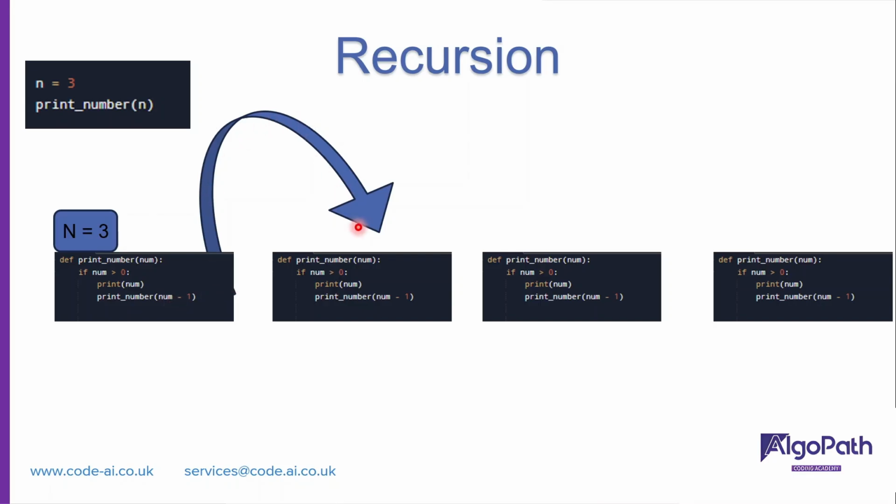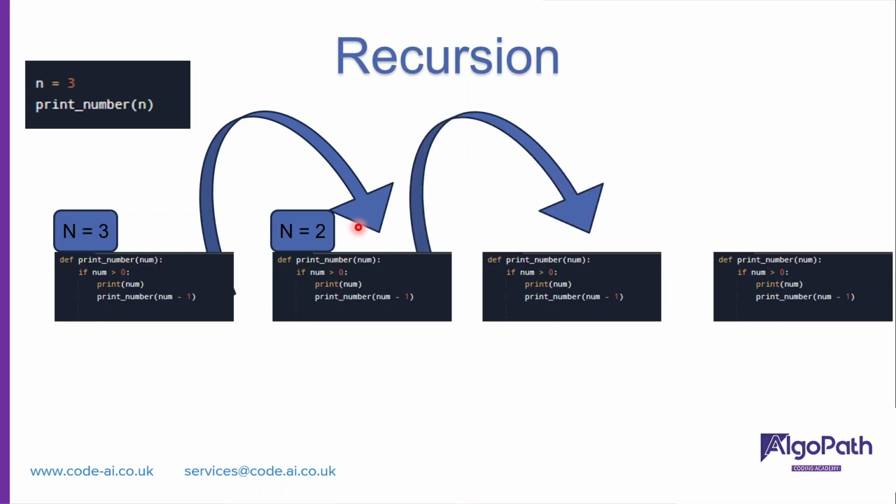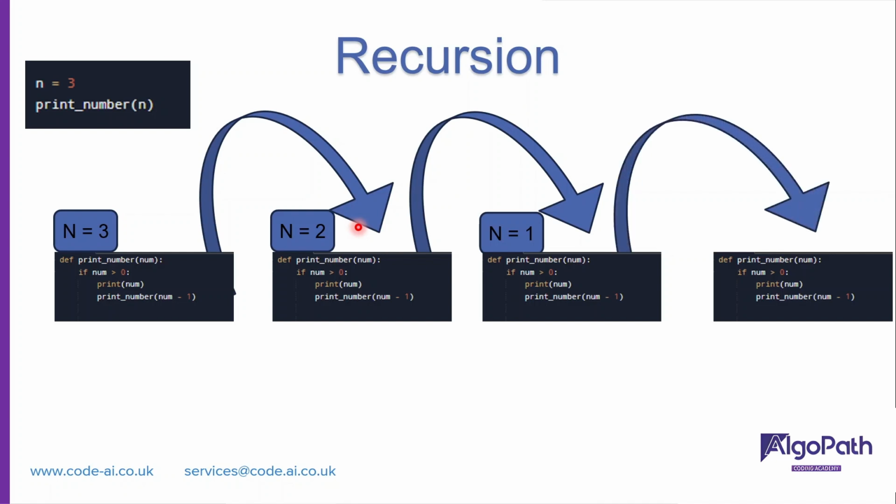It goes to the next step and here the value would be 2. It checks: if num is greater than 0, which is true here as well, 2 will be printed. Then another call. Here as well, the num value is greater than 0, so 1 will be printed. Then it will recursively call after subtracting 1. And in this case, num is 0, so it will not go inside this condition. So here it will return.